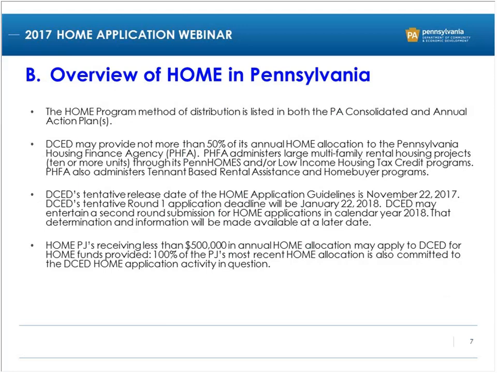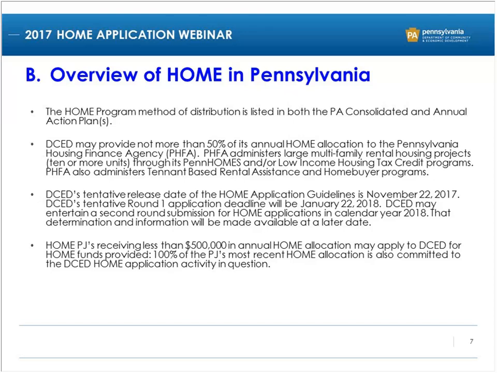DCED may not provide more than 50% of its annual HOME allocation to the Pennsylvania Housing Finance Agency. PHFA administers large multifamily rental housing projects, that's 10 or more units, through its PennHOMES and low-income housing tax credit programs. PHFA also administers a tenant-based rental assistance program as well as a homebuyer program.